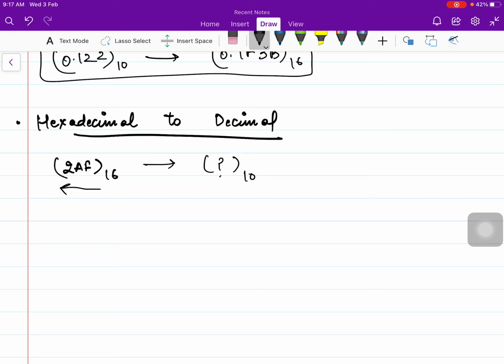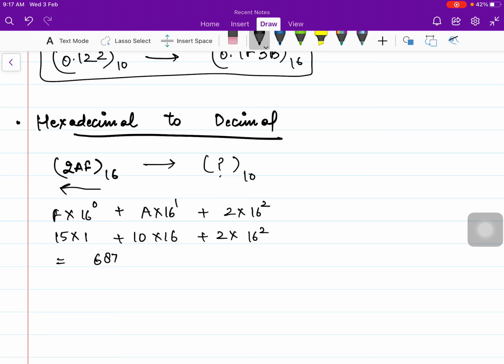So moving from right to left, F into 16 raised to the power 0 plus A into 16 raised to the power 1 plus 2 into 16 raised to the power 2. F is 15 into 1 plus 10 into 16 plus 2 into 16 square. The answer, when you solve it by your calculator, will be 687. So 2AF in hexadecimal is equivalent to 687 in decimal.